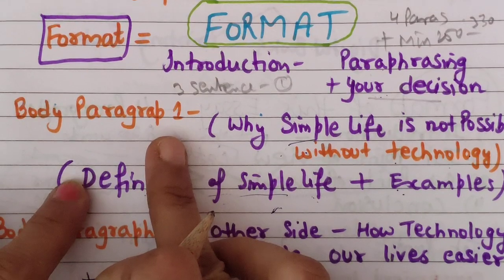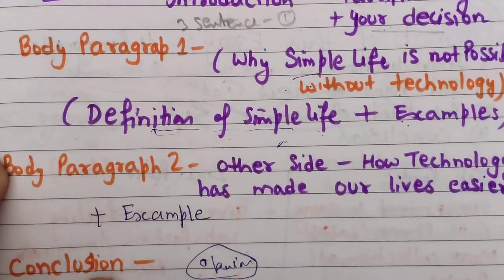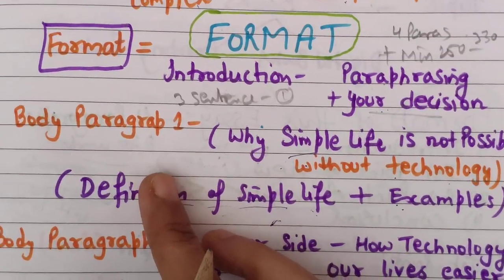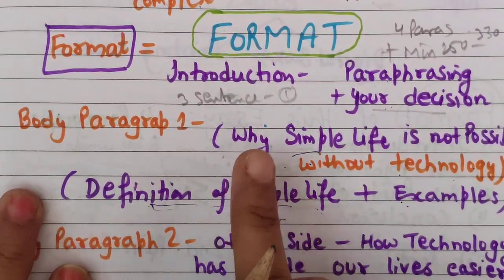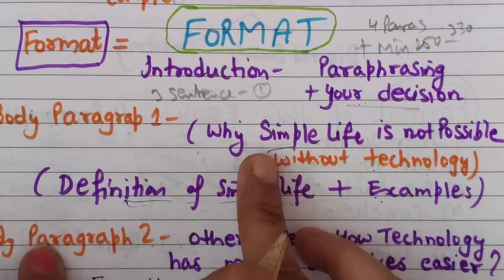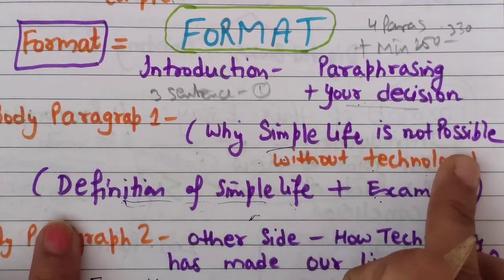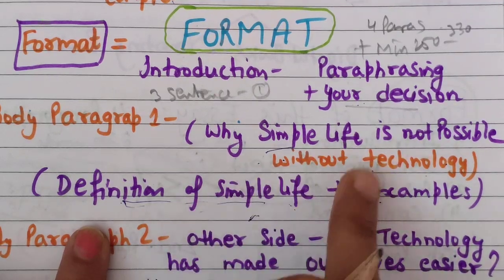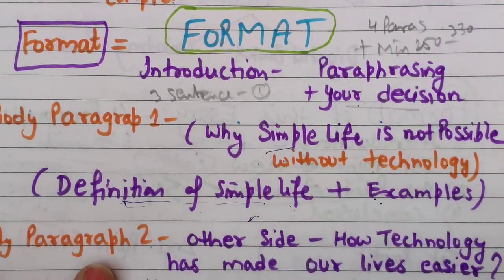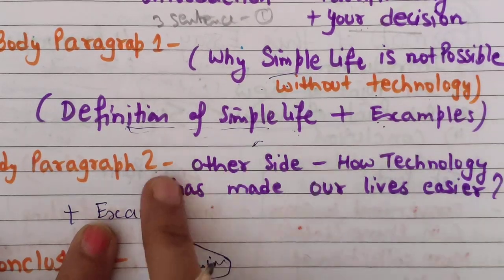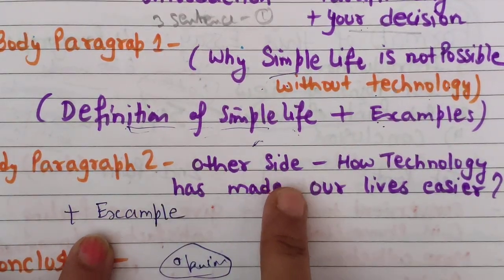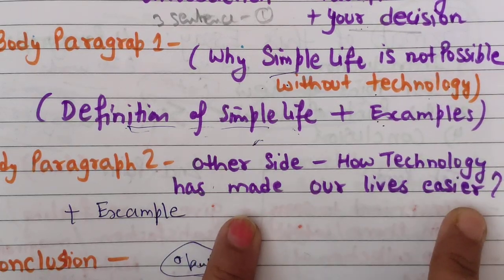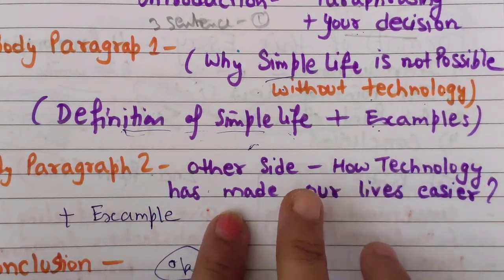Of course, two body paragraphs come after the introduction and before the conclusion. The last two body paragraphs will be the major ones. And in body 1, what am I going to write? First I will write about why a simple life is not possible without technology, why we can't live without it. I will give examples and some explanations, and in the second paragraph I will go with the other side, what I am supporting, how technology has made our life easier. So I will be telling the advantages of technology.